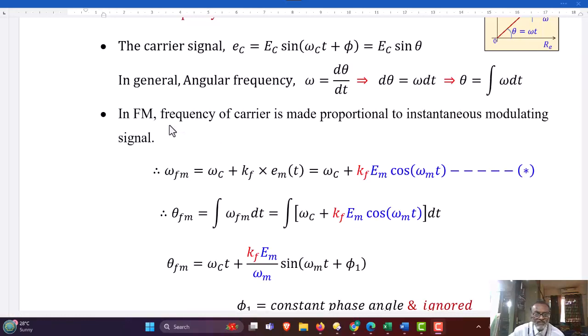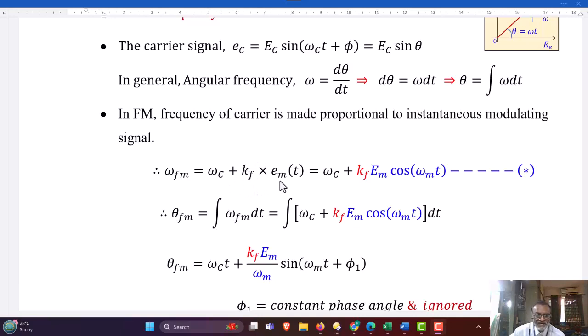Now let us apply this to our frequency modulated signal derivation. In frequency modulation, the frequency of the carrier is made proportional to the instantaneous value of the modulating signal, that we know. So we can express the same thing by a mathematical expression. Therefore, omega_FM is equal to omega_c plus K_f into e_m, where omega_c is the frequency of the carrier signal when the modulating signal is 0, where K_f is the proportionality constant.